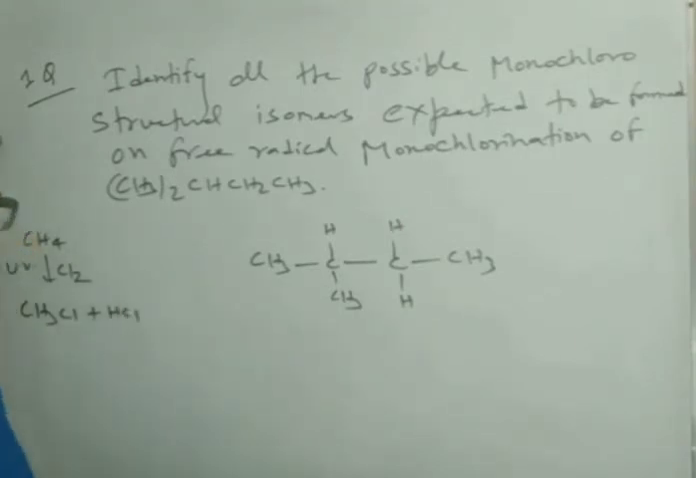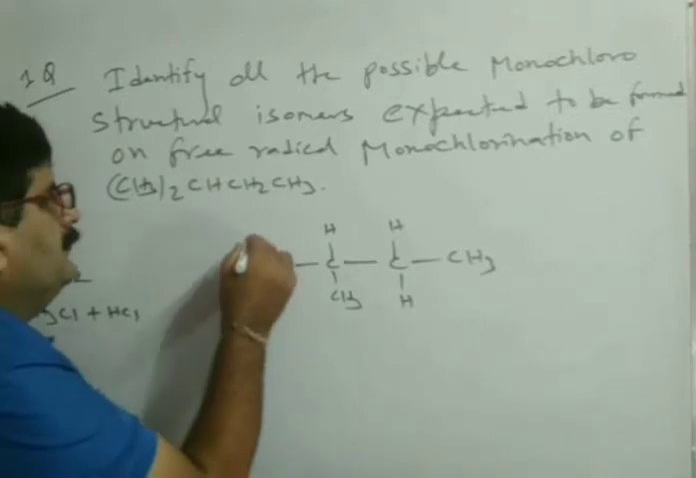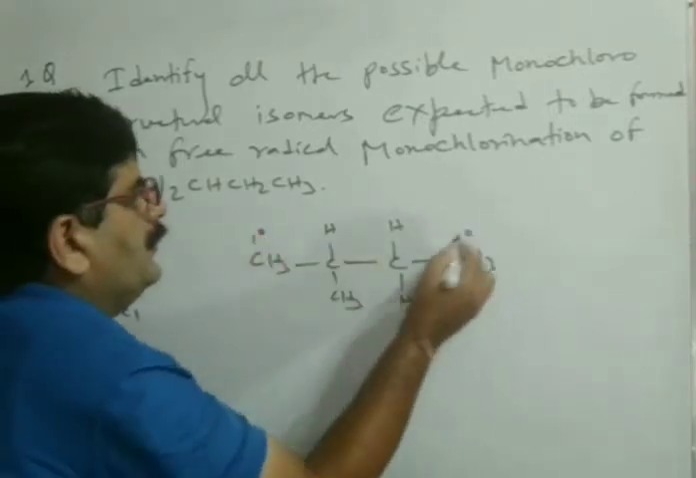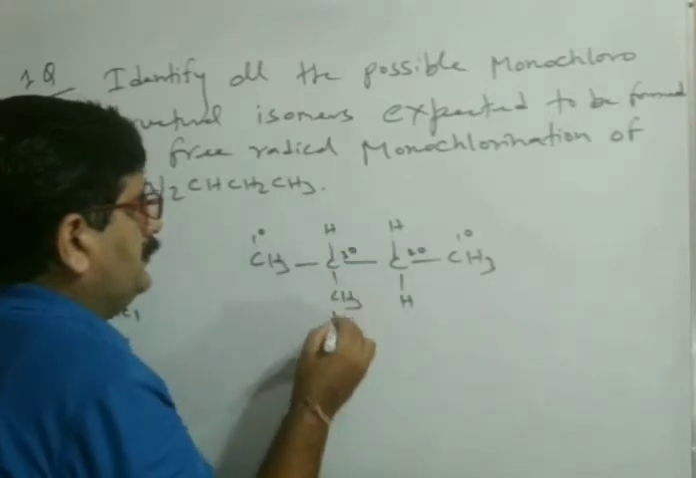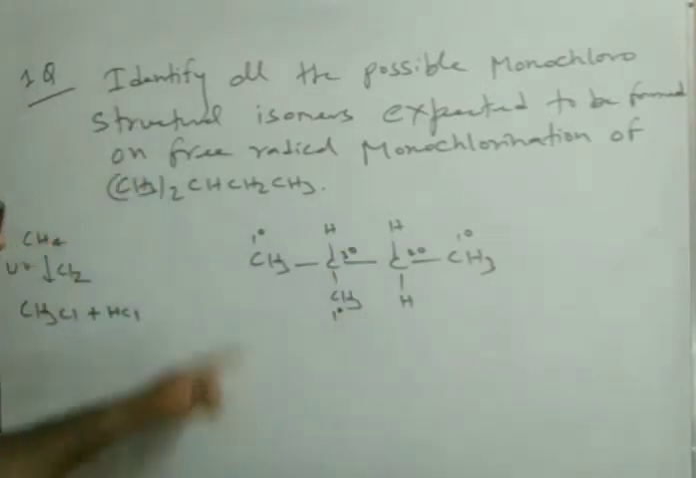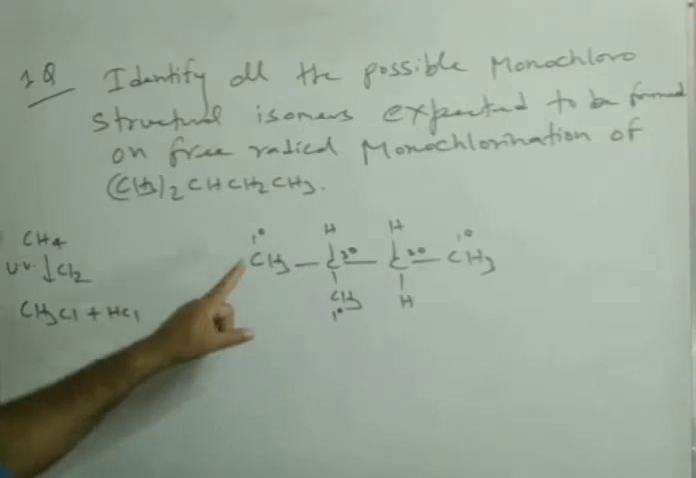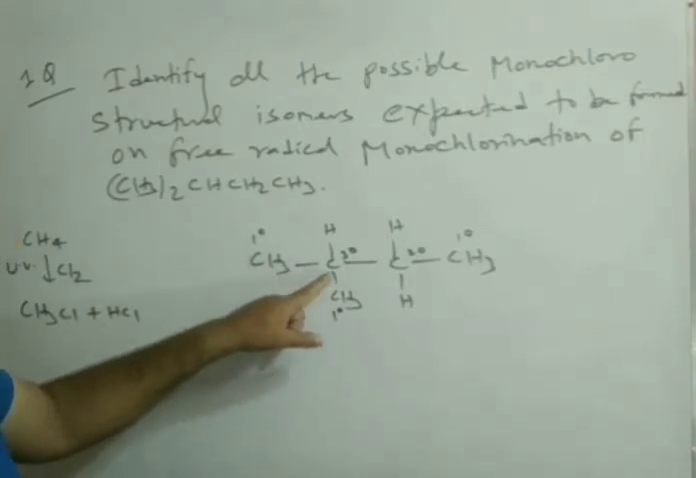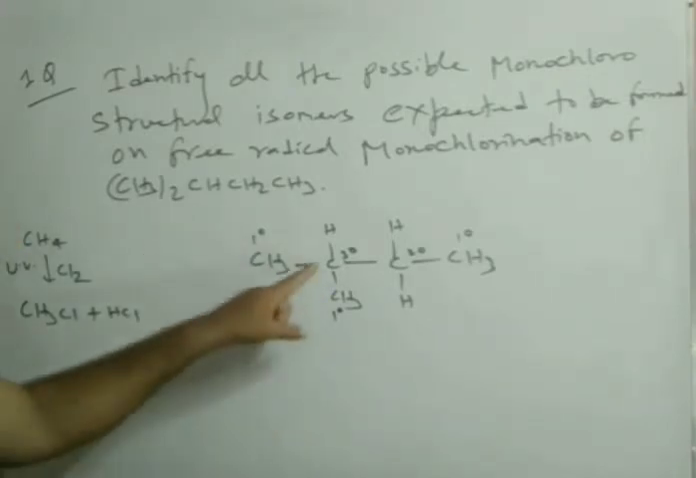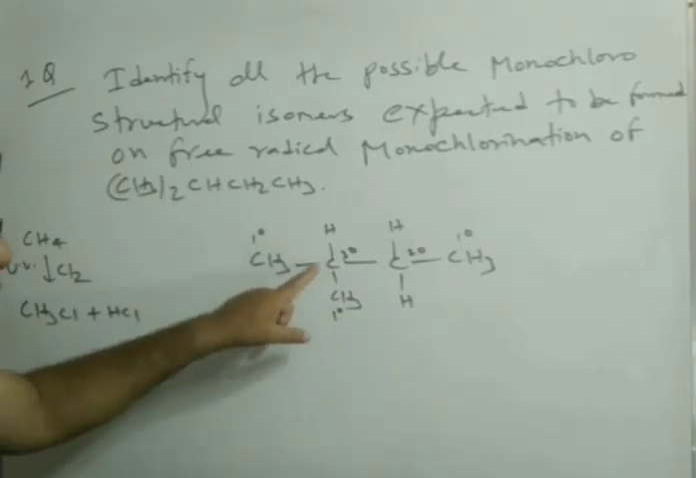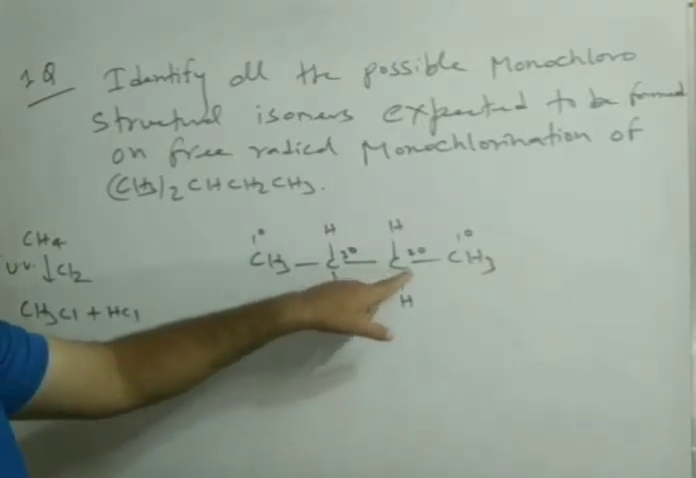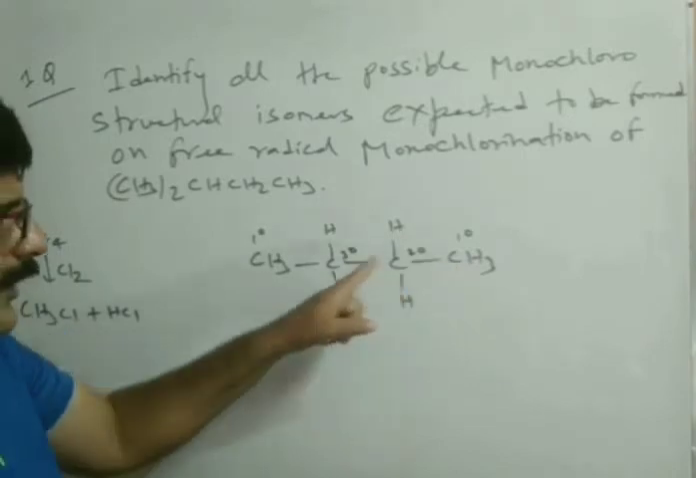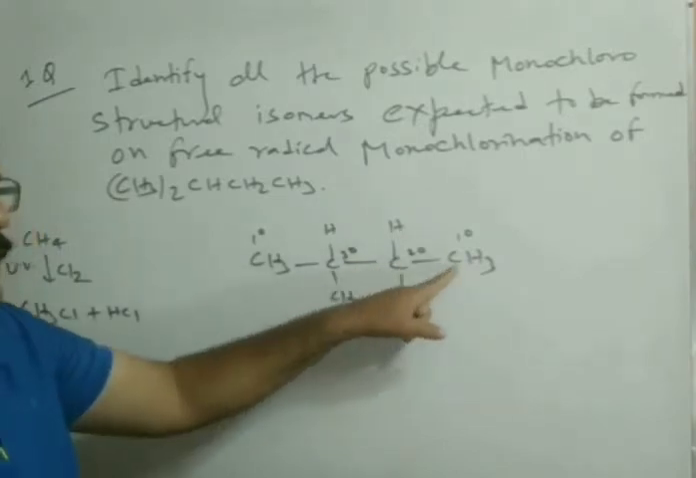First we identify the degree of carbon atoms: 1 degree, 1 degree, 2 degree, 3 degree, 1 degree. Why is this carbon atom 1 degree? Because it is directly linked with only one carbon. This carbon atom is 3 degree. Why? Because it is linked with 3 other carbon atoms: 1, 2, 3. This carbon atom is 2 degree because it is linked with 2 carbon atoms. Again, this is 1 degree hydrogen.